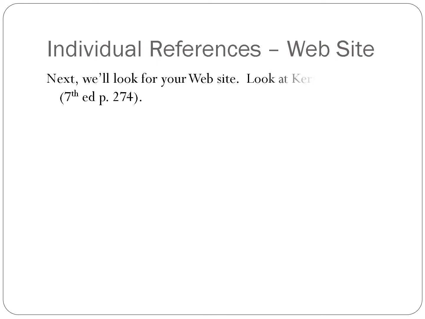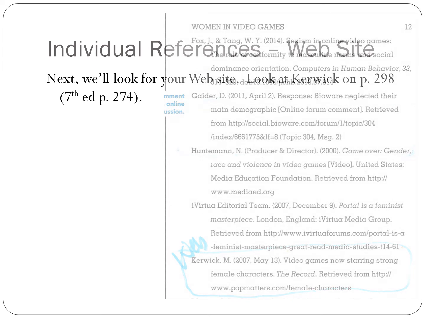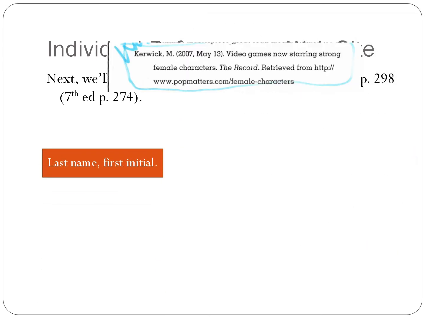Okay, so let's go to your website addresses. You're searching on the World Wide Web, find your internet source, and to do this, we will flip the page, go down to the letter K and find Kerwick as your example, and you will see it's much the same.